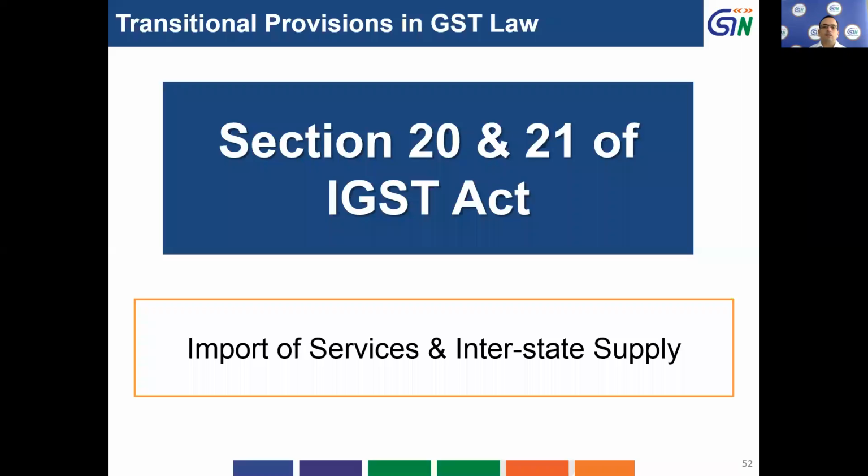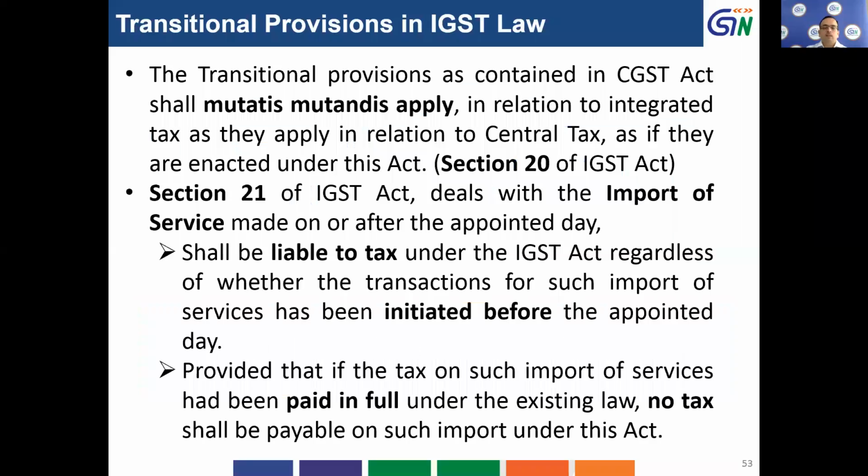I'm going to cover now import of services and interstate supply under IGST law. The relevant sections are section 20 and section 21 of the IGST law. So the first point is that the transitional provisions as contained in the CGST Act shall apply mutatis mutandis, means as is where is basis, to the IGST Act also. That is covered in section 20.